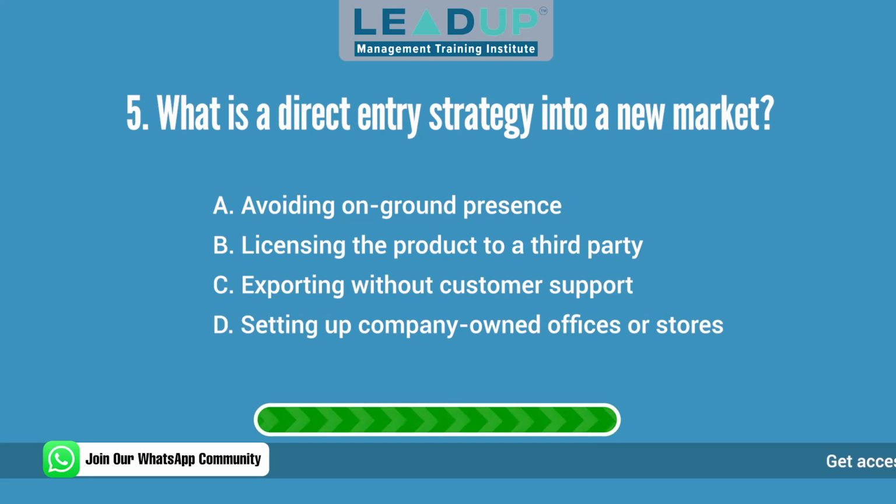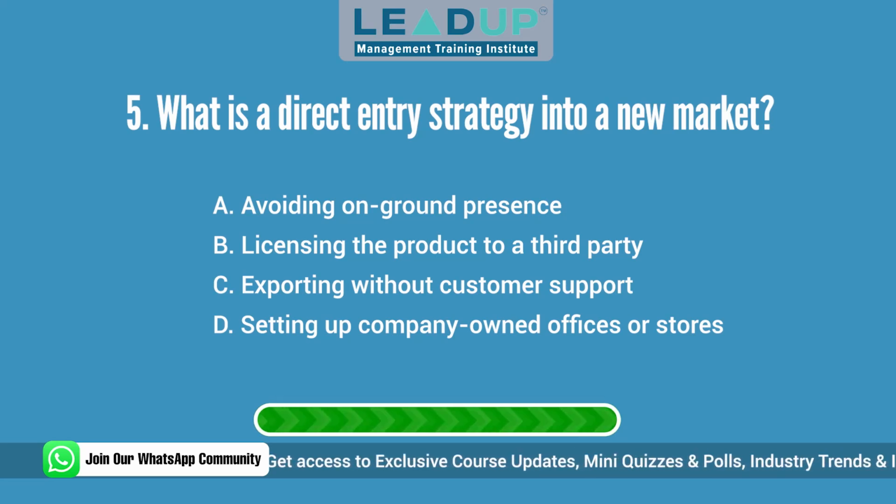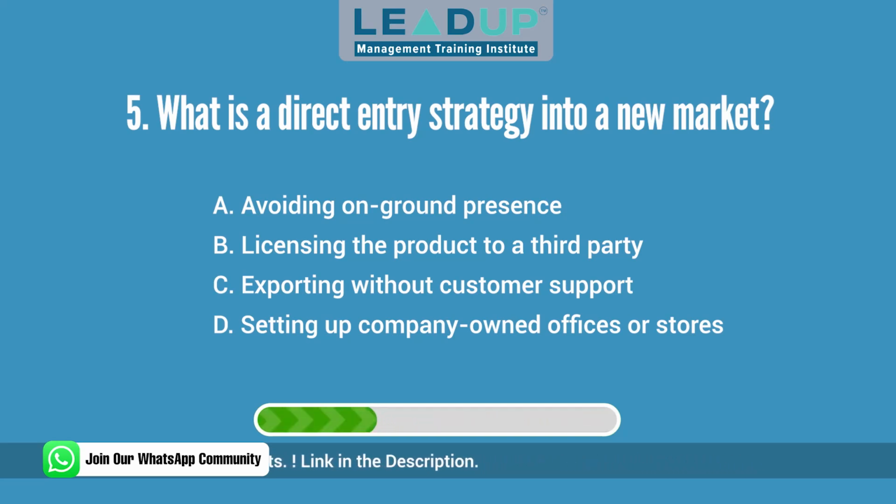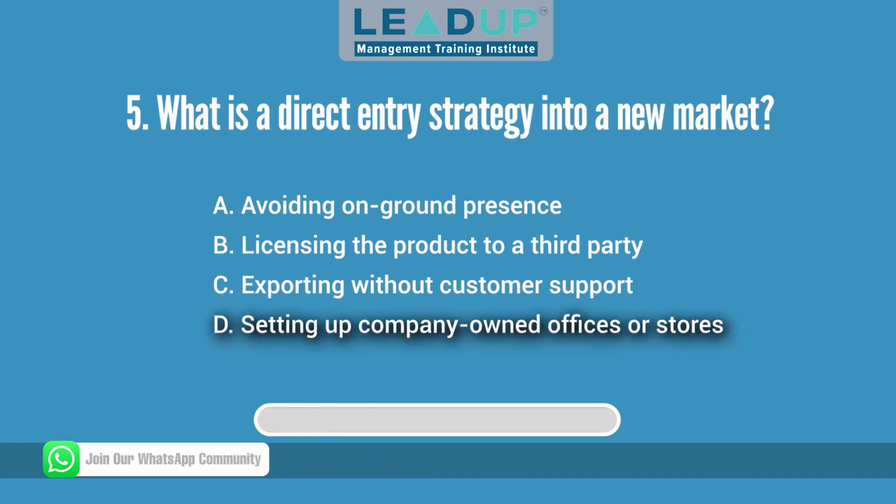Question 5. What is a direct entry strategy into a new market? A. Avoiding on-ground presence. B. Licensing the product to a third party. C. Exporting without customer support. And D. Setting up company-owned offices or stores. The answer is setting up company-owned offices or stores.